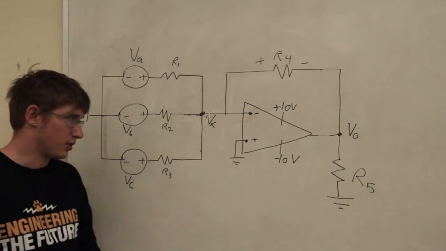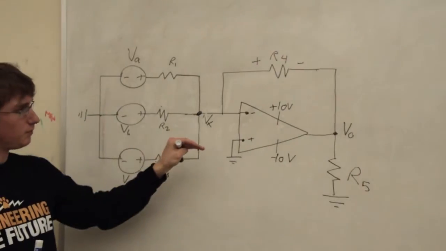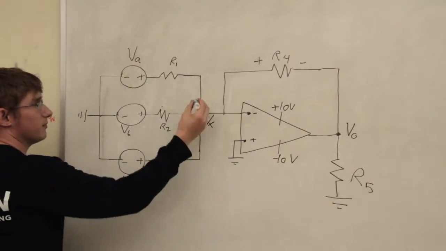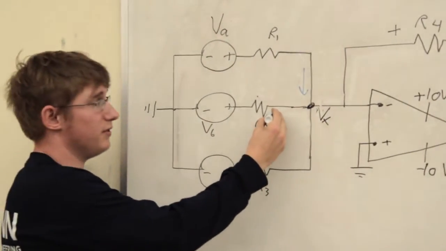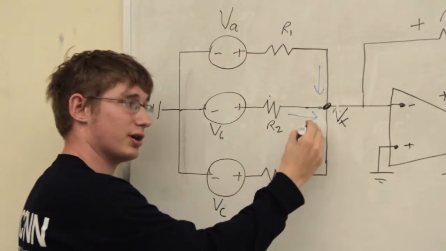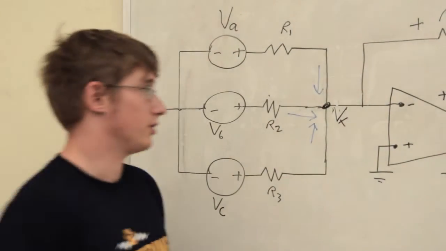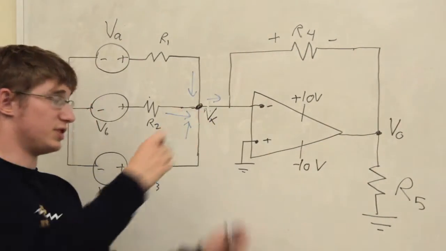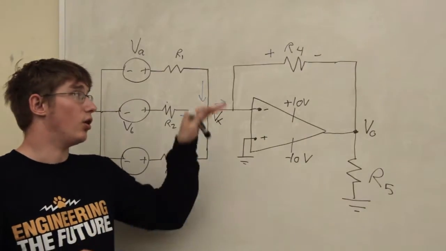To start off this problem, we're going to do node voltage on Vx. So we know that the current coming from VA and R1 plus the current coming from VB and R2 plus the current coming from VC and R3 is equal to the current coming out of Vx, which, since it's an ideal op-amp, none of it goes into the negative terminal, and it all goes through R4.